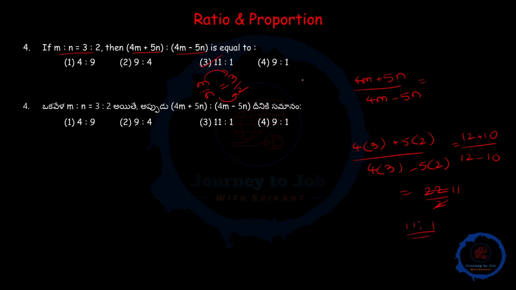And in a ratio, whenever you see a ratio, you know the relation between m and n, but you don't know the exact value of m and the exact value of n.